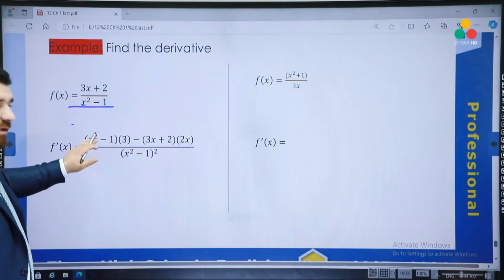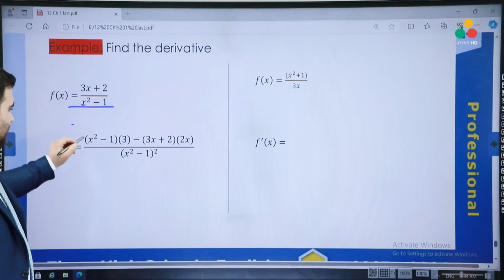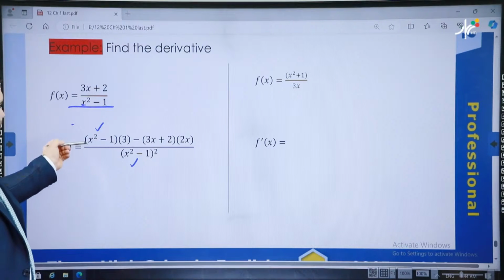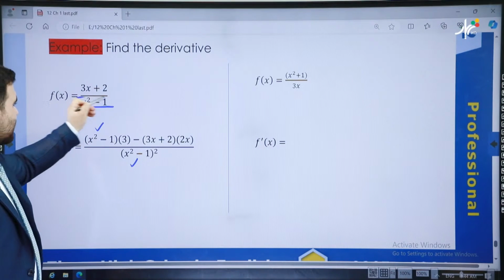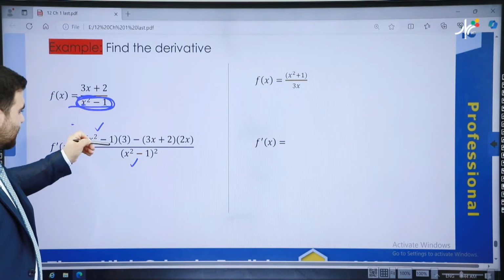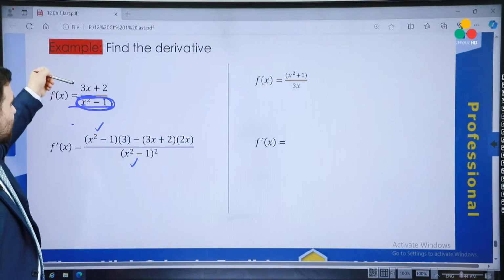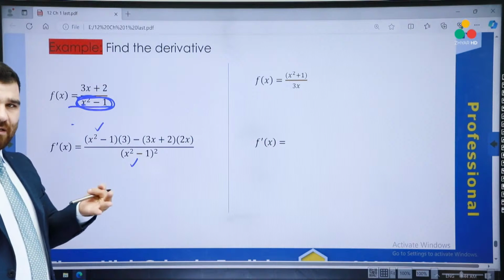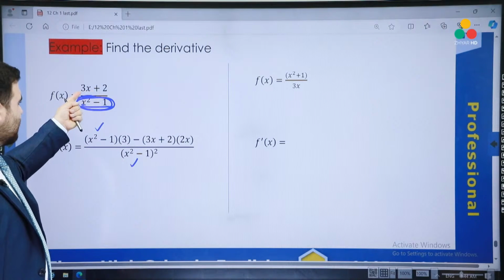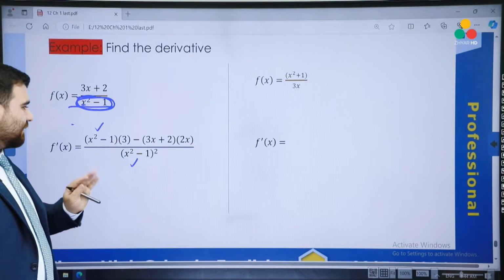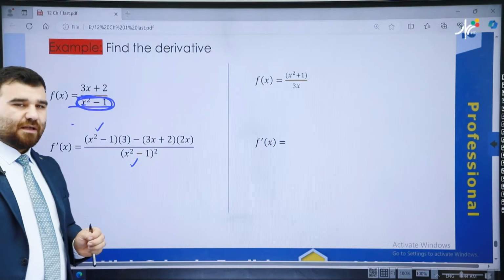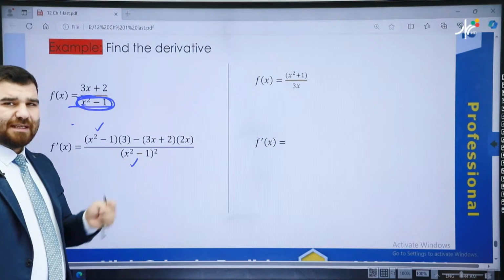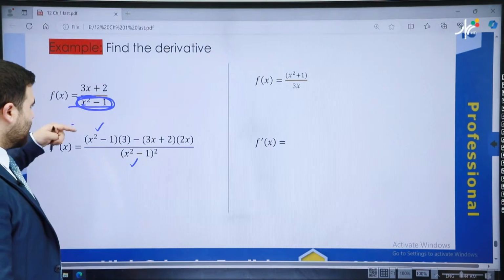Now, x squared minus 1. Write it again here with no change. All right. We wrote the denominator, we wrote the denominator power 2. Since we wrote the denominator as it is, the other part should be the derivative. What's the derivative of 3x plus 2? Derivative of 3x is 3. Derivative of 2 is 0. Then we only write the 3. Finish. Minus. This time we write the numerator as it is, 3x plus 2, times the derivative of down.